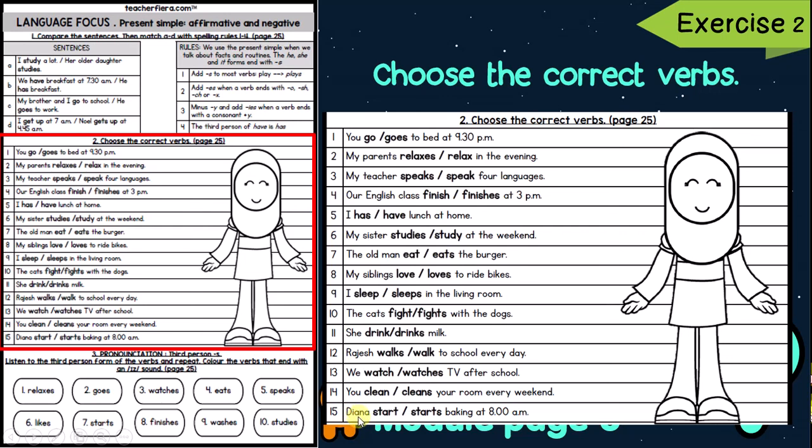Dewi Ayu, got no S. He, she, it, got S. So, she ada S, which is starts. Diana starts baking at 8 a.m. Okay. It is not that hard if you understand the concept. Tapi, maybe you need time. Mungkin awak perlukan masa untuk fahamkan.